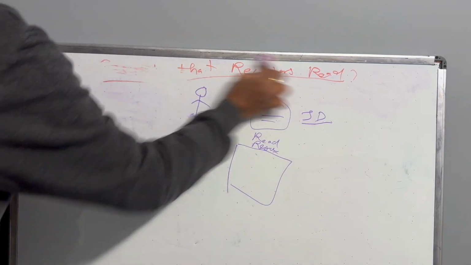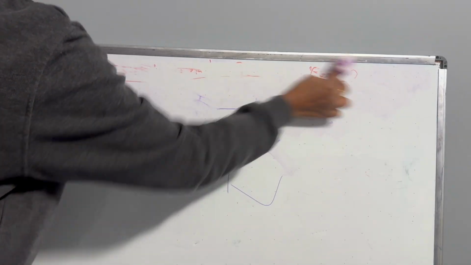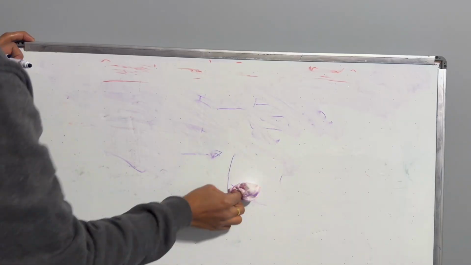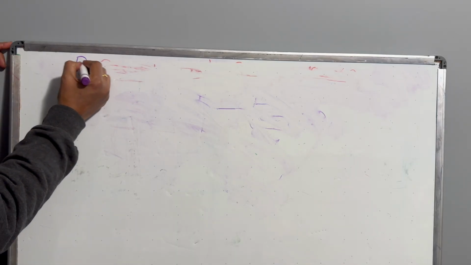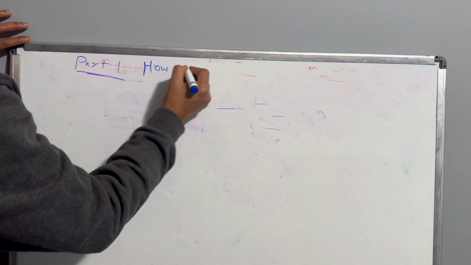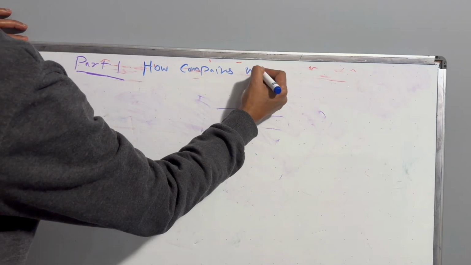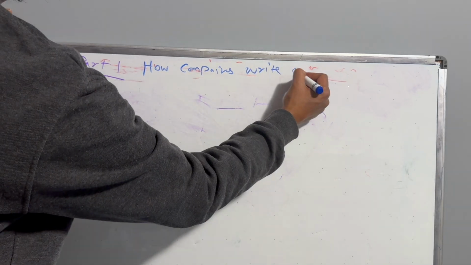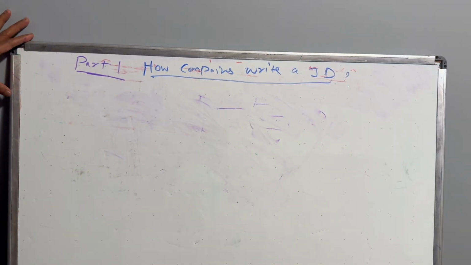Let's break this into part 1, part 2, part 3, so that we can learn easily. Part 1: let's understand how companies write a job description. This is very important. If you understand this clearly, it's easy to prepare your resume.